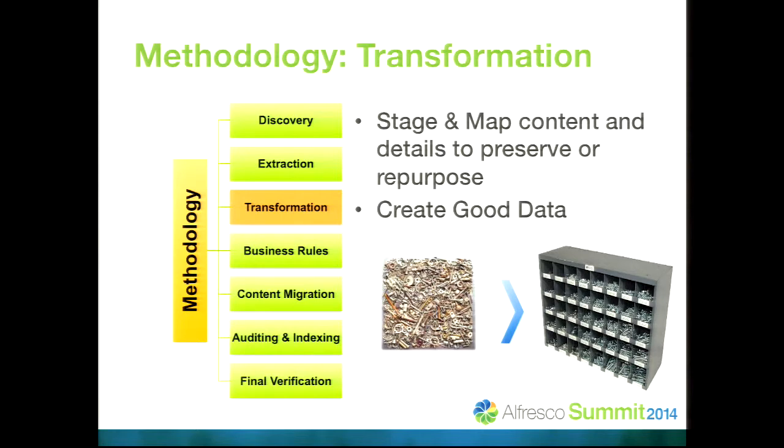After extraction is transformation. This is the step where you actually turn the content that you extracted into content that is good for your migration. Okay? You're going to be staging the content. You're going to be mapping content from your old systems to your new target. You're determining what's going to stay, what's not going to stay, if you didn't do that during the earlier phases. And like I said, you're going from junk to an organized system. All right.